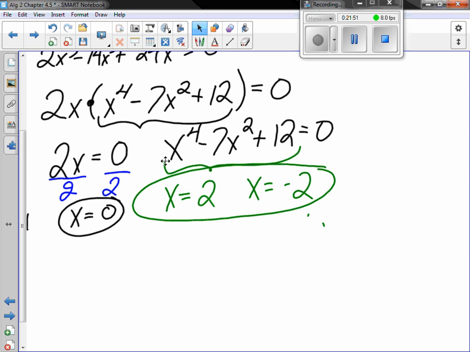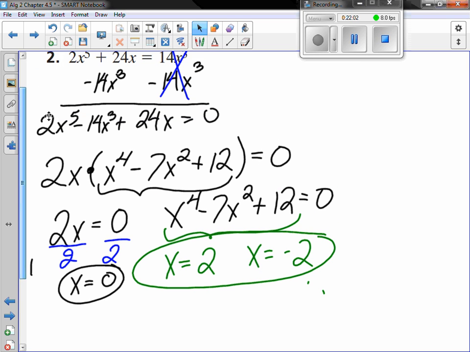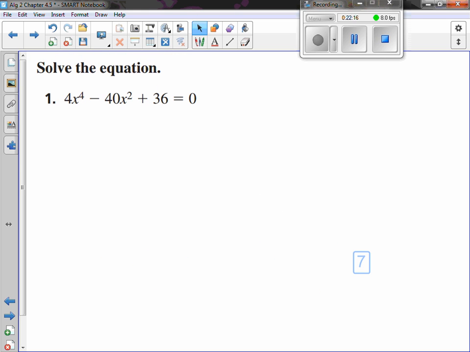So graphing still works on these higher degree polynomial functions. We're still able to graph these and it tells us what the values of x are. And here it worked out to be 2 and -2. Any questions on this here? Any questions on any of these here? Okay.